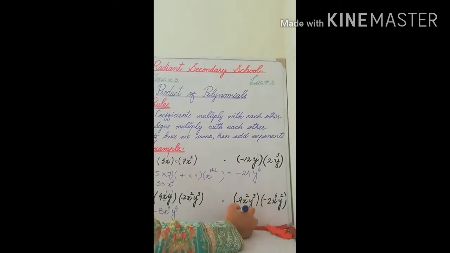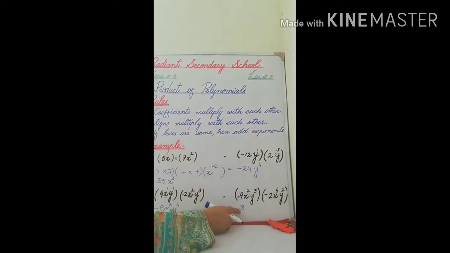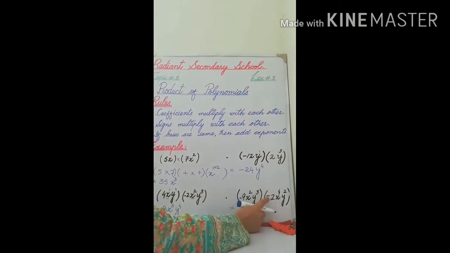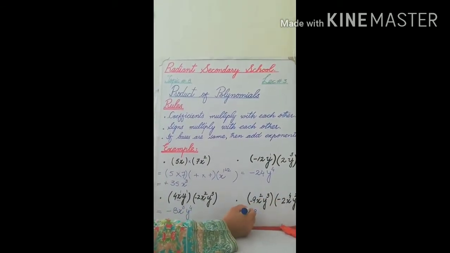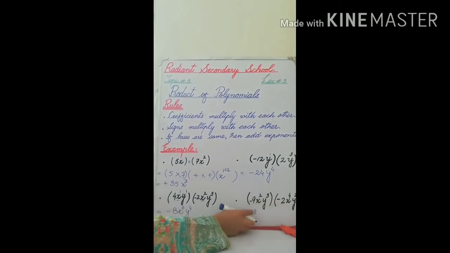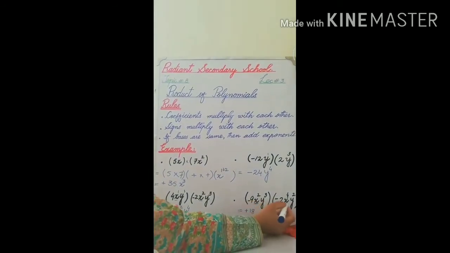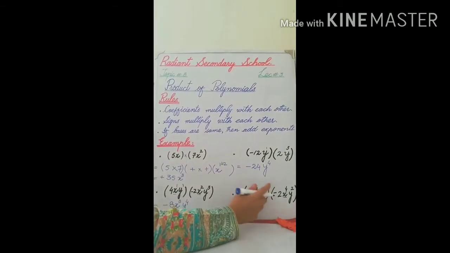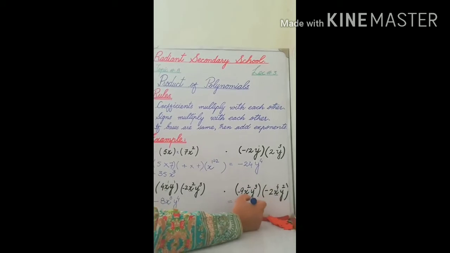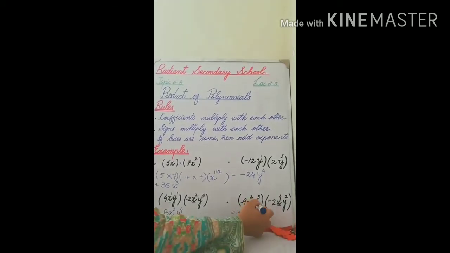Now 9 2s are, firstly multiply their coefficients. 9 2s are 18. Then the signs multiply with each other. Minus multiplied with this minus, the answer will be plus. Now collect the same bases. This is x, this is again x. Add their exponents. x raised to power 2 and x raised to power 4. The answer will be x raised to power 6.